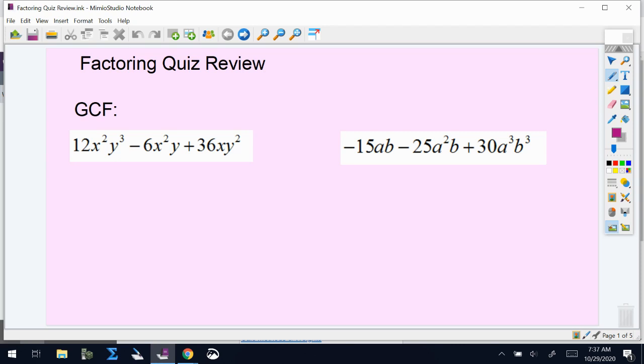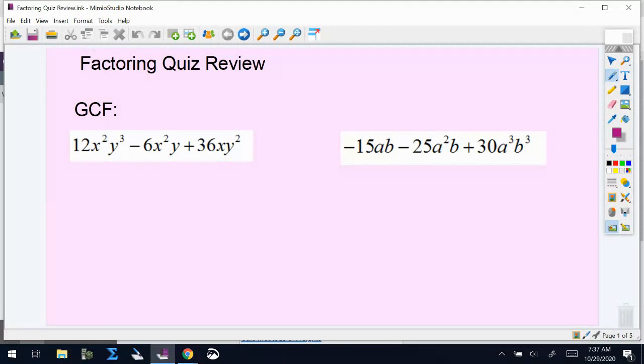To get you ready for the factoring quiz, we're going to go through all the different types of factoring and how we use factoring to help us solve. So the first type of factoring is GCF factoring, or taking out the common factor. So I put two up here that are actually harder than what you're going to see on Delta Math.